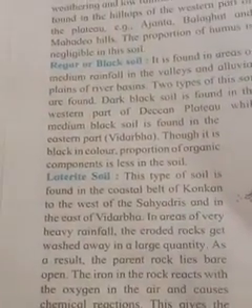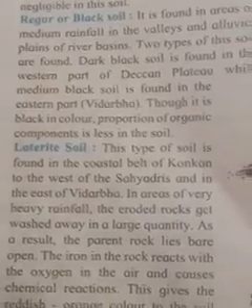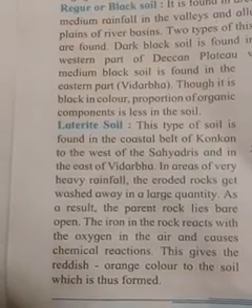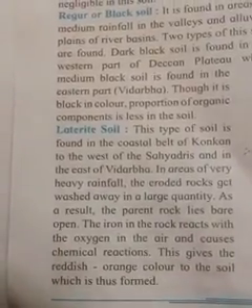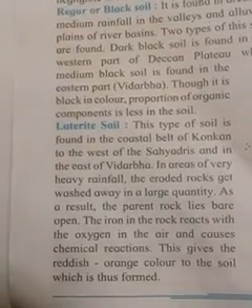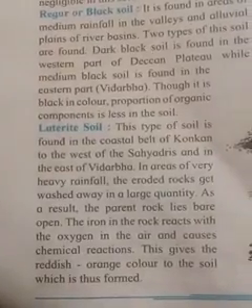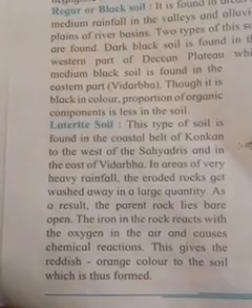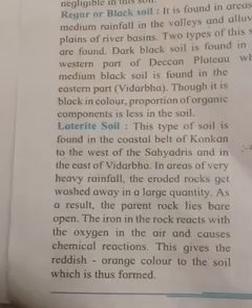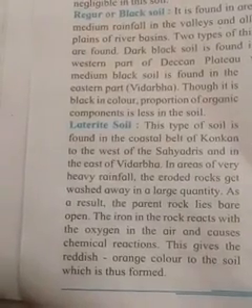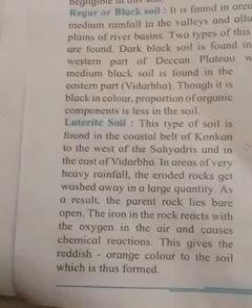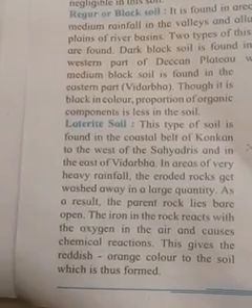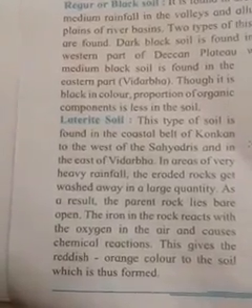The third type is the laterite soil. This type of soil is found in the coastal belt of the Konkan, to the west of the Sahyadri, and in the east of Vidarbha. In areas of very heavy rainfall, the eroded rocks get washed away in large quantity. As a result, the parent rocks lie bare open. The iron in the rocks reacts with the oxygen in the air and causes a chemical reaction. This gives a reddish-orange color to the soil which is formed.